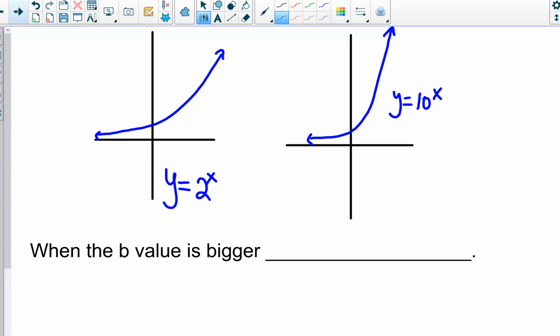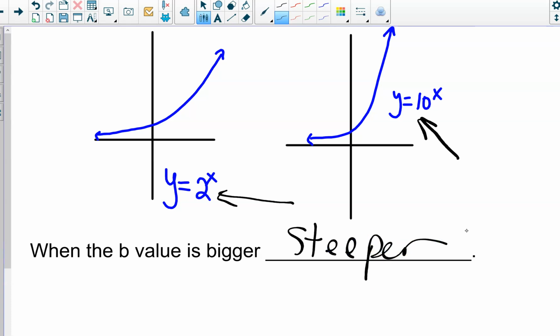Okay, so let's take a look at these two examples here. These are two graphs, and they want to know what happens when the B value is bigger. If you look here, the B value on this one is 10, the B value on this one is 2, and it becomes steeper. So as the B value gets larger, it becomes steeper.